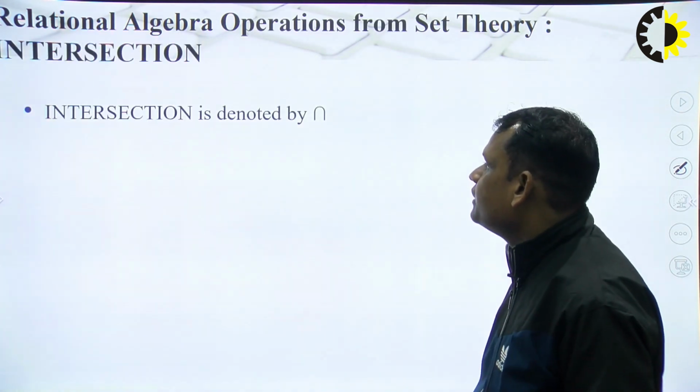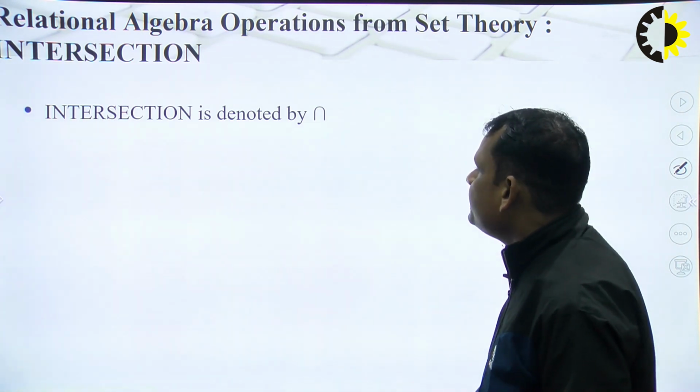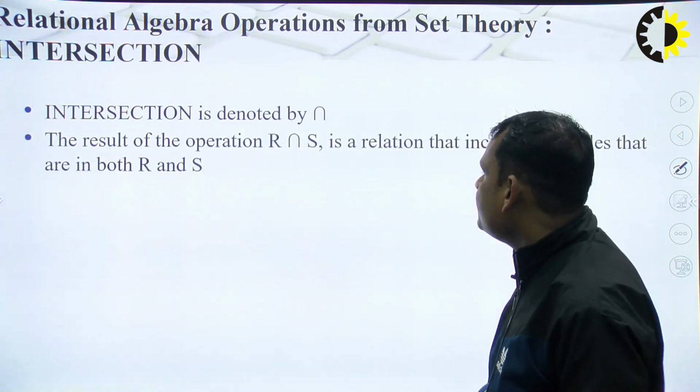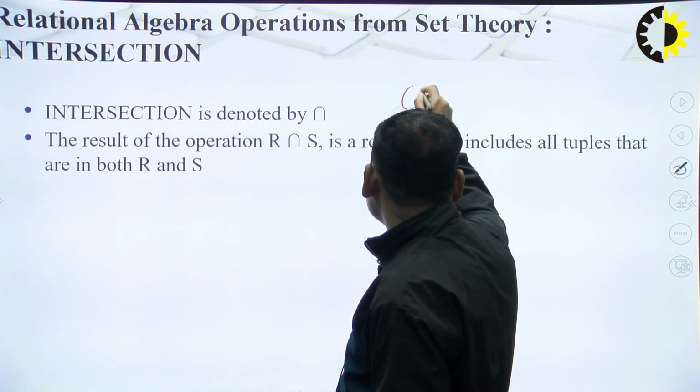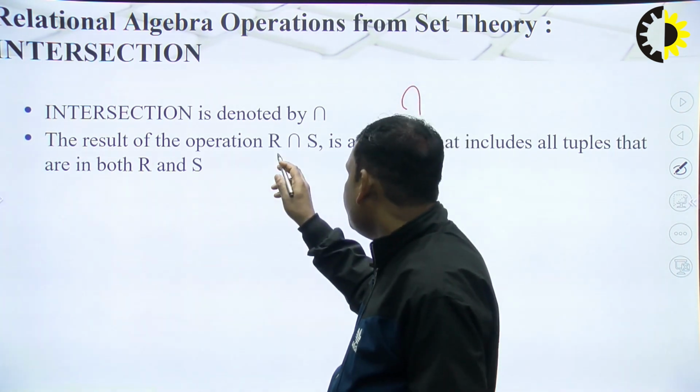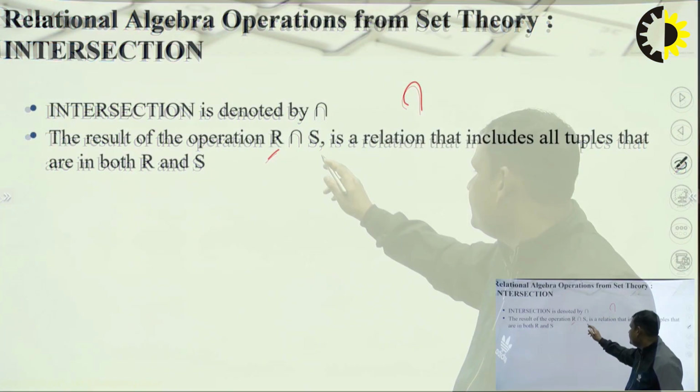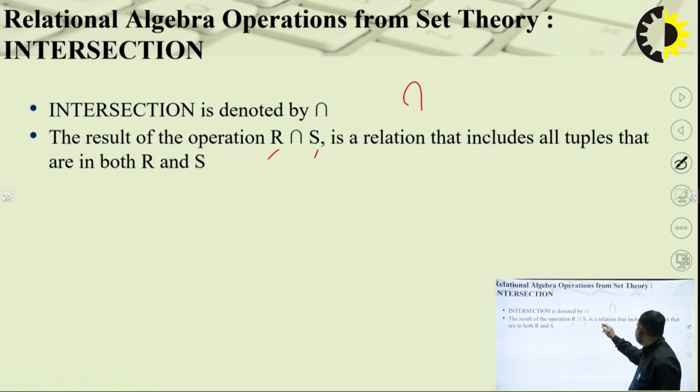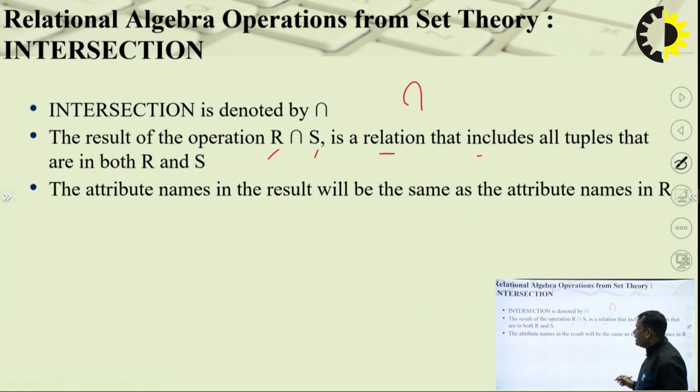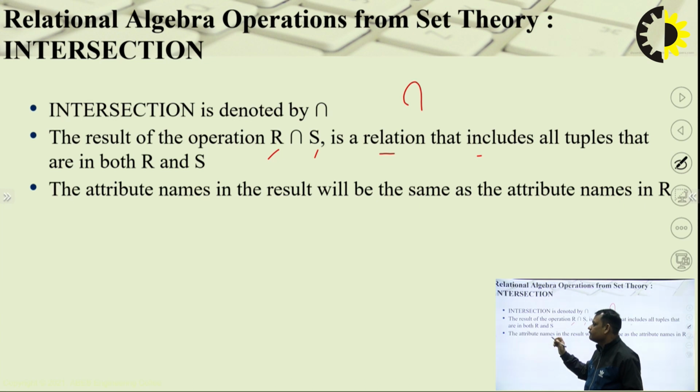The second relational set operation is intersection. Intersection is denoted by the mathematical intersection symbol. R is the first relation name and S is the second relation name. The result includes the tuples that are in both R1 and S.